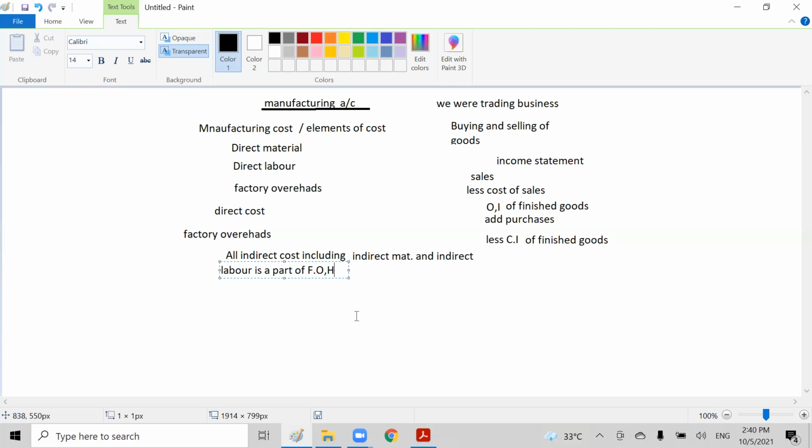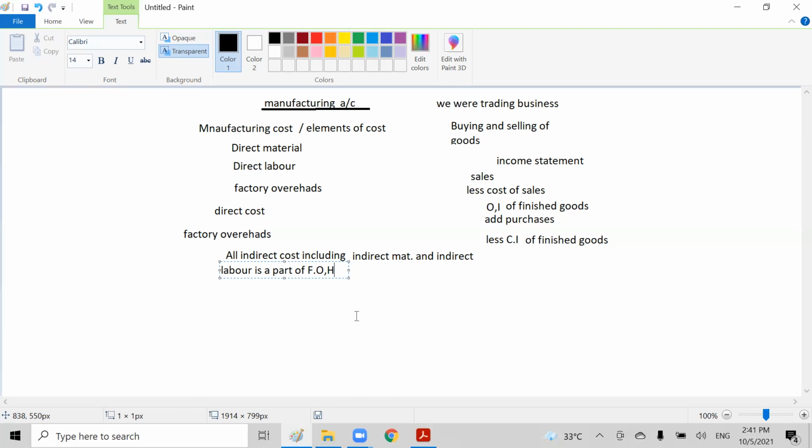So all indirect expenses, including indirect material like glue and grease, and all those maintenance costs involved in keeping the machinery running, that is all indirect cost, and that is indirect material. And all indirect labor like foreman salary and factory crane driver salary, all that cost which is indirect, comes in factory overheads. So all indirect expenses, including indirect material and indirect labor which are incurred in the factory, are called indirect costs, and that is called factory overheads.